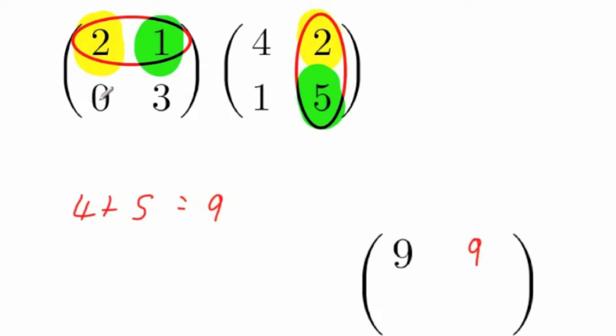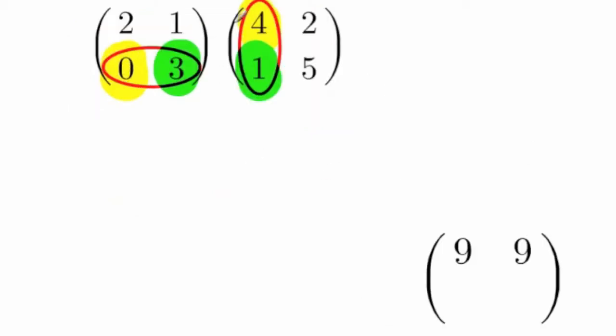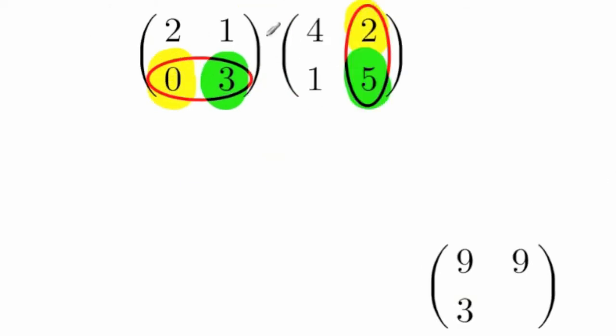We move on to the second row, 0 and 3. We multiply it with the first column and with the second column. So 0 times 4 is 0, and 3 times 1 is 3, and we add together to get 3. It goes in the bottom left position, and we repeat that with the second column. So 0 times 2 is 0, and 3 times 5 is 15. Add those together, we get 15, and the number in the bottom right is 15.